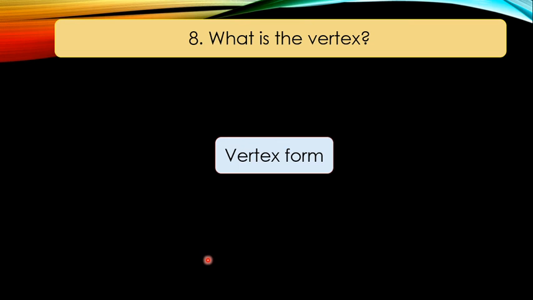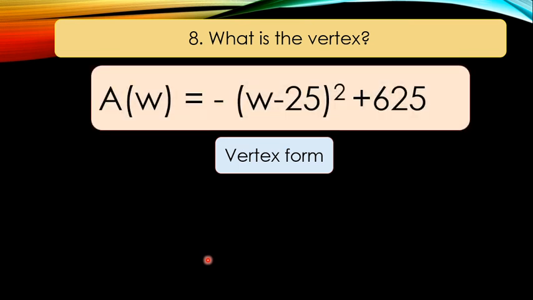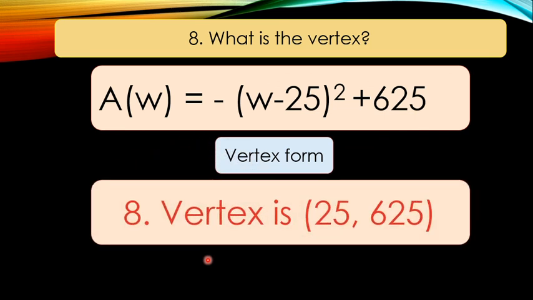Next, given this vertex form, can you determine the vertex? So, the vertex is positive 25, 625. So, the value of H is 25 and K is 625.